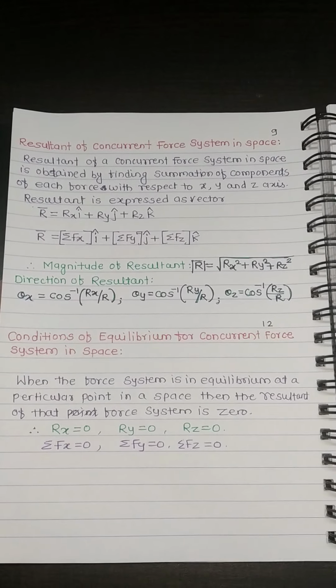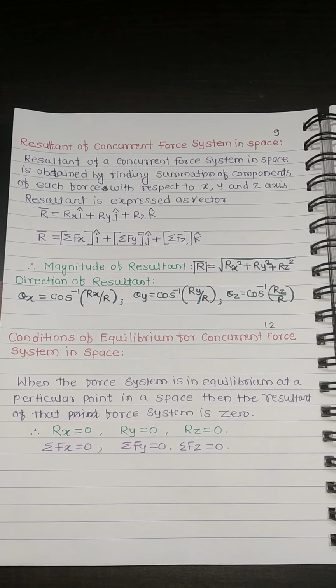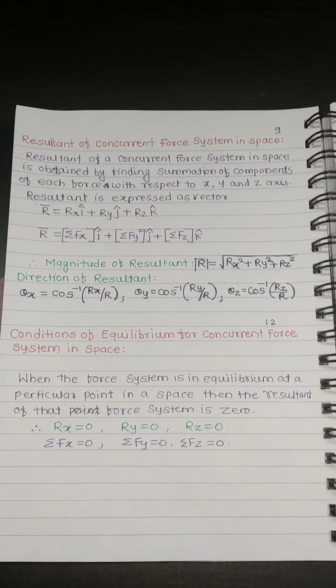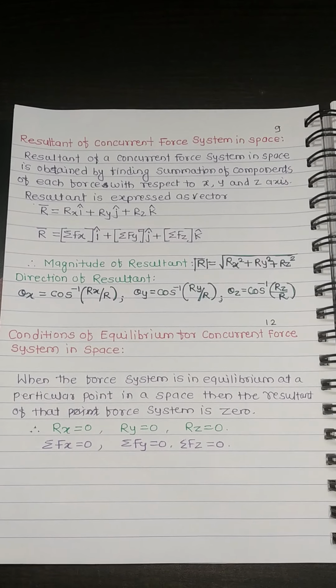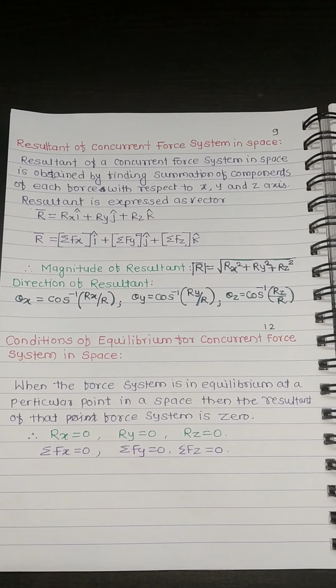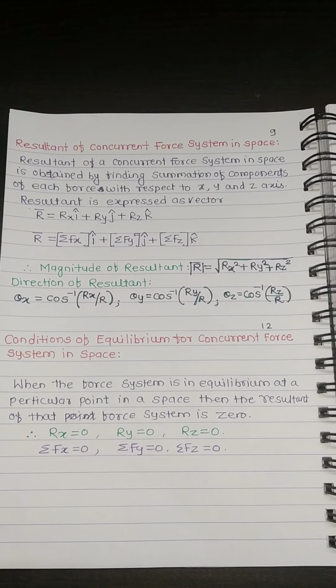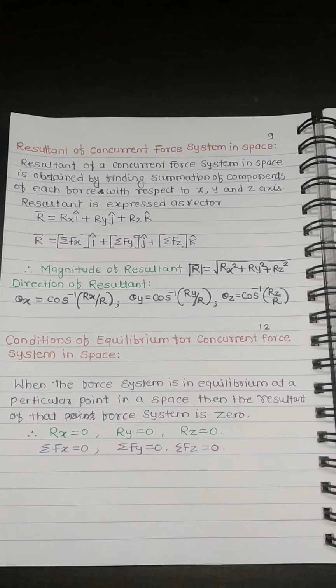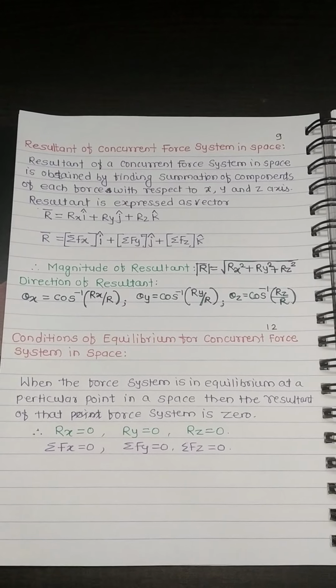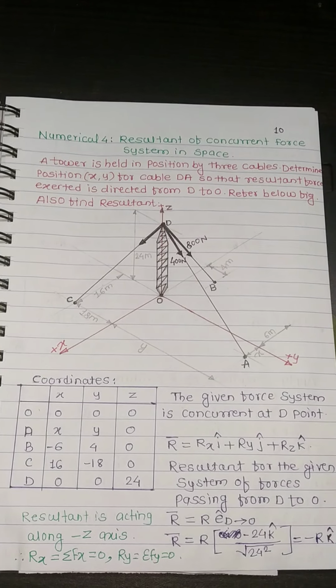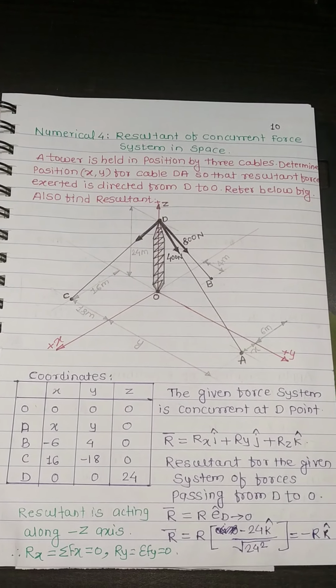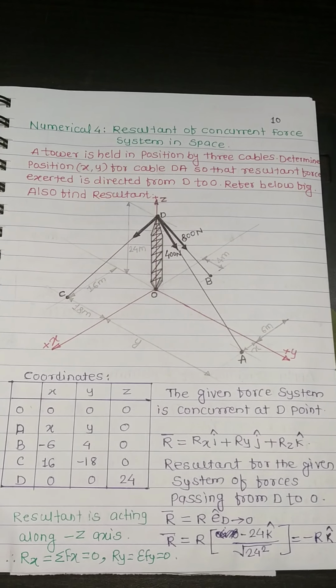The direction cosine of the resultant force is defined as theta x equals cos inverse of Rx upon R, theta y equals cos inverse of Ry upon R and theta z equals cos inverse of Rz upon R. Let's see the numerical on the resultant of a concurrent force system.